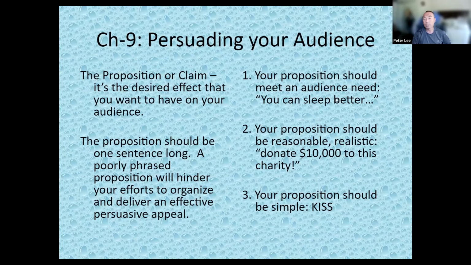So again, median audience need. Number two is your proposition should also be reasonable and realistic. So make sure it's not asking too much, like donate $10,000 to this charity. No college students are going to be able to really afford this. So think about, just come in and sign up, show up for our meeting and there's free pizza. By the way, free pizza is the best way to get people to show up to a new meeting. So if you're ever starting a new meeting, new club on campus, offer free pizza.